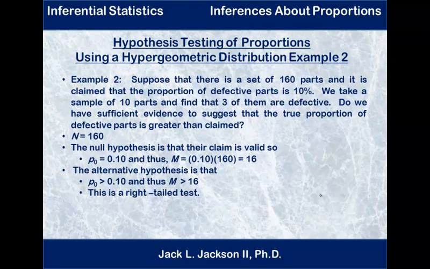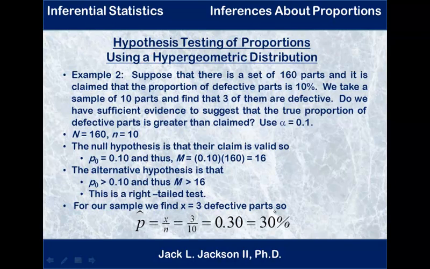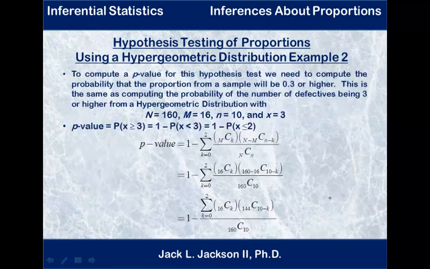You can try this with your calculator, but it's easiest if you can use Excel. So if you've got Excel, you could pull that up. Well, here's our point estimator: p hat is the proportion in our sample, which is 30%. It's bigger than 10%. Let's go on and see if we can get a p-value for this.